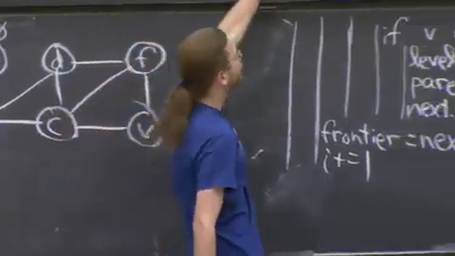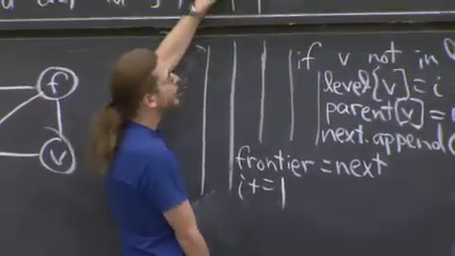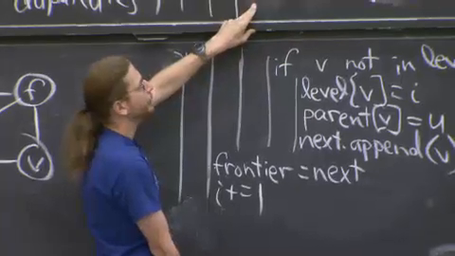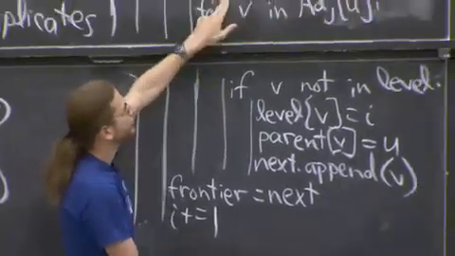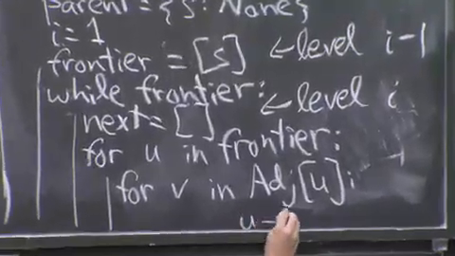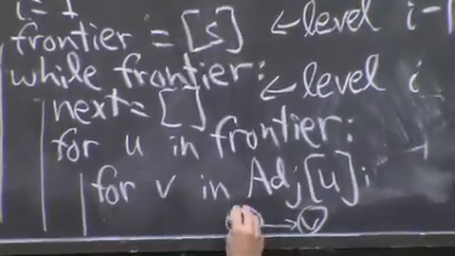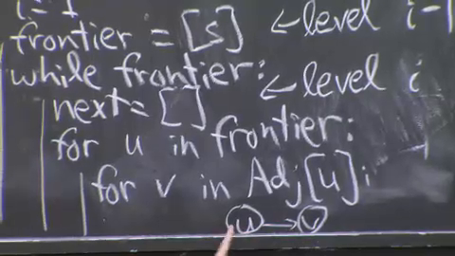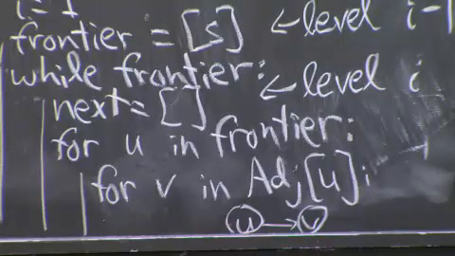How do we compute next? Well, we look at every node in the frontier, and we look at all the nodes you can reach from those nodes. So every node u in the frontier, and then we look at v such that there's an edge from u to v. So the picture: we look at all the edges from all the frontier nodes where you can go.